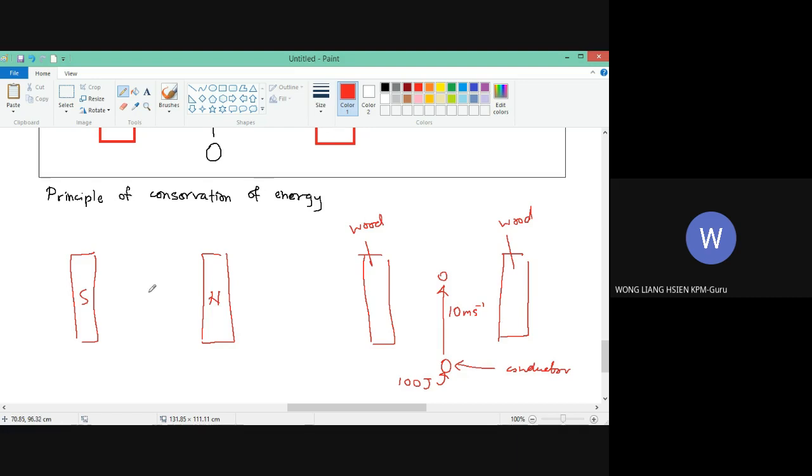Now, when I do the same thing to this conductor, I also give 100 joule to push the conductor through between the two magnets. The conductor will cut through the magnetic flux. Will the conductor have the same velocity or not? Is the conductor going to have 10 meters per second velocity also?